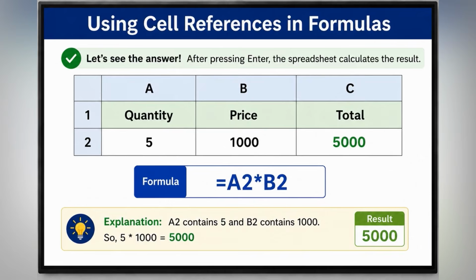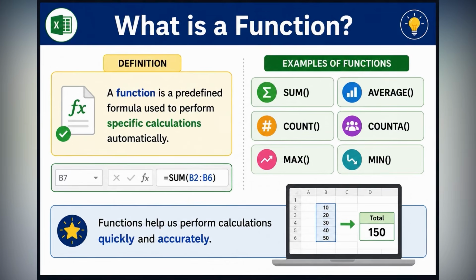Let's see how cell references can be used in a formula. In this example, cell A2 contains the quantity and cell B2 contains the price. To calculate the total, we need to multiply the quantity by the price. Therefore, the formula is equals A2 multiplied by B2. Now that we know how to create formulas using cell references, let's learn about functions, which make calculations even faster when working with large amounts of data.